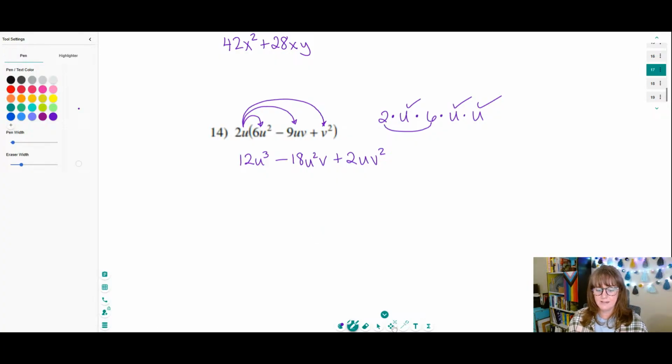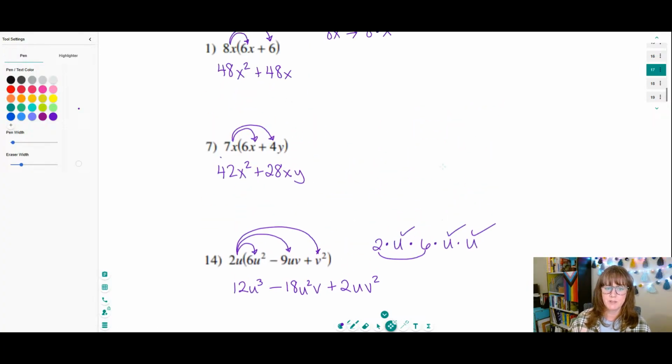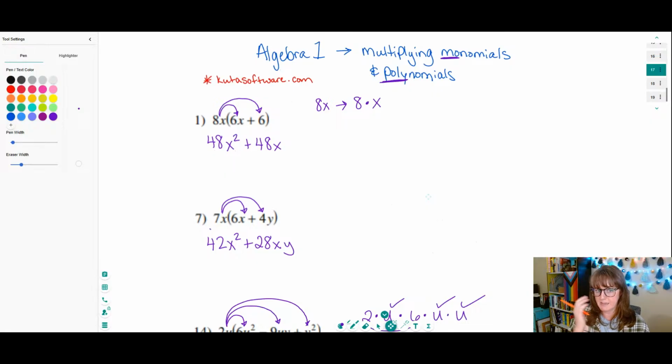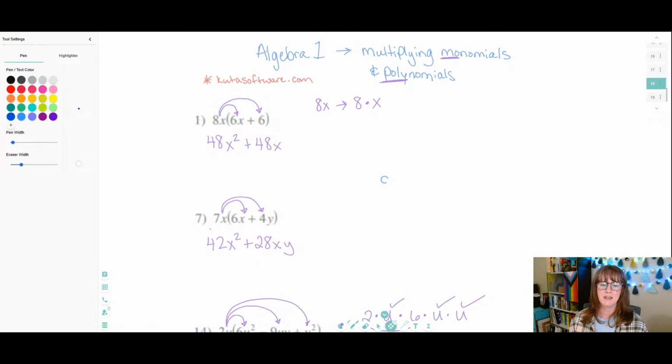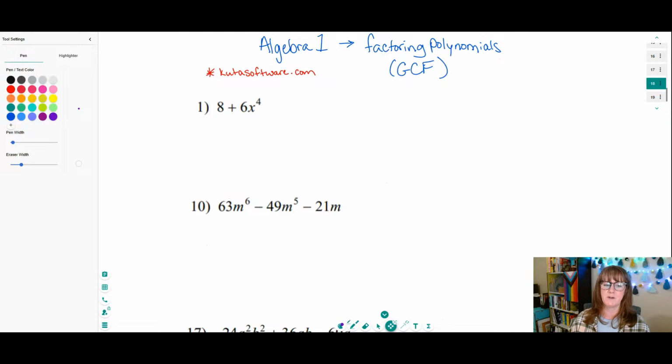And that's it. That is how we multiply monomials times polynomials. So now on this next page, we're going to reverse that. We're going to go backwards. So we've got some problems here that are already combined, and we're being asked to factor the polynomials. So we are going to be finding the greatest common factor, the GCF, in each of these terms, and basically reversing what we just learned how to do by multiplying them together.